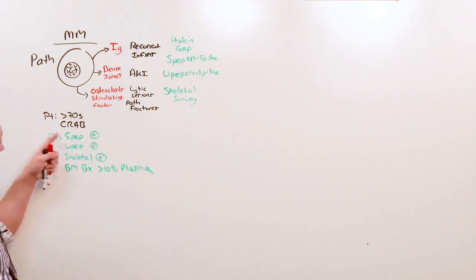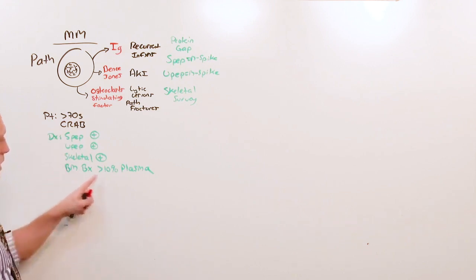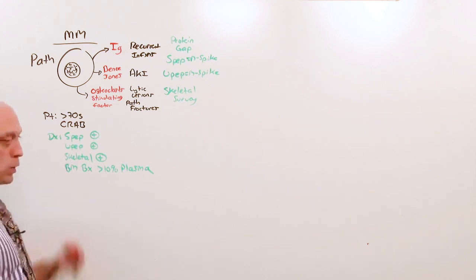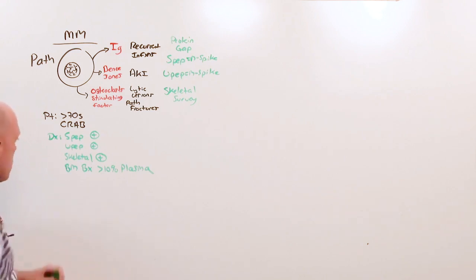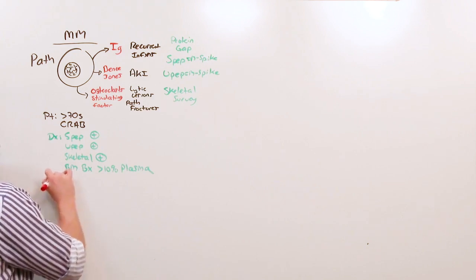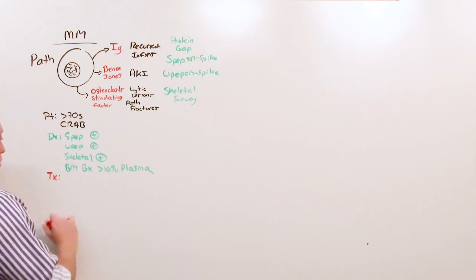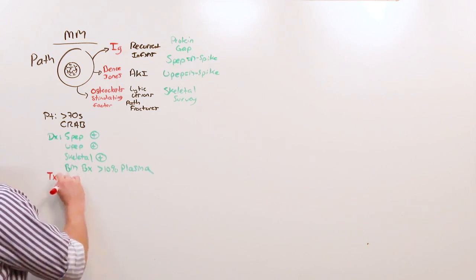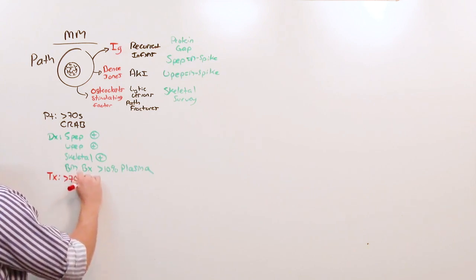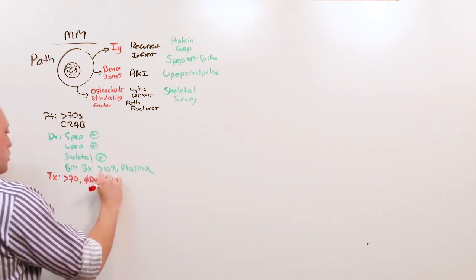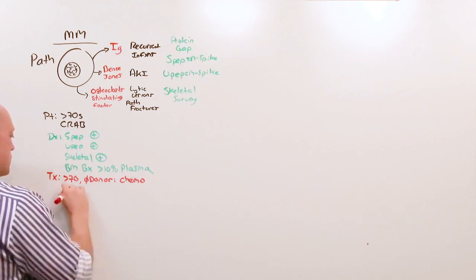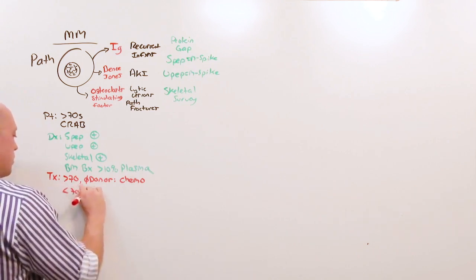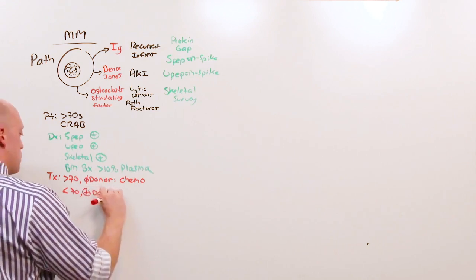If the SPEP is negative or the bone marrow biopsy shows less than 10% plasma cells, that's not multiple myeloma. And again, they're not going to try to trick you up. Because these patients are generally old, your treatment is usually conservative. If they're over 70 or there's no donor, you are going to use chemotherapy. If they're less than 70 and there is a donor, you can do a stem cell transplant.